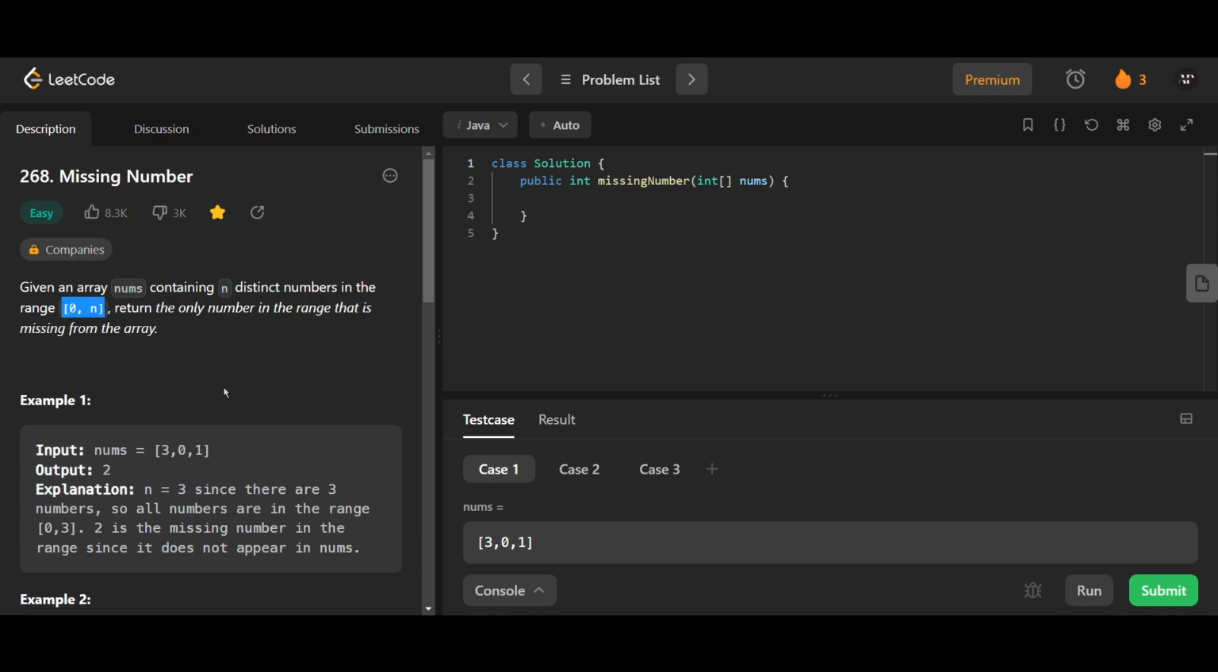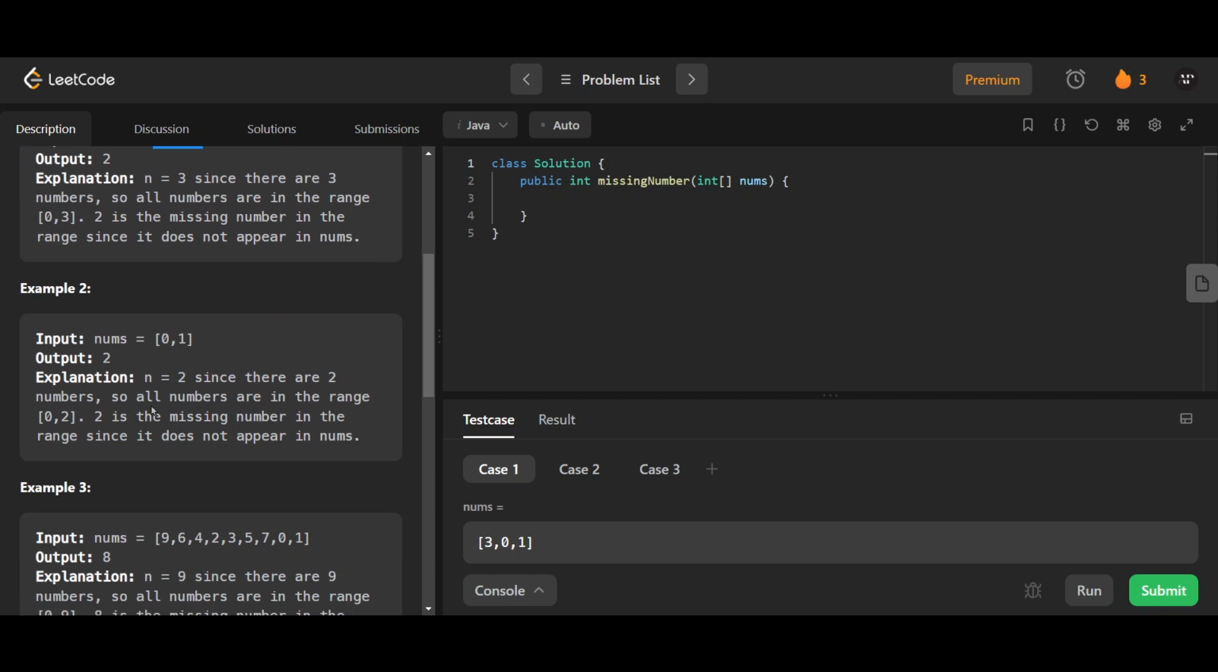Okay. So this is an example. N equals 3. That means there are three distinct numbers in the range 0 to 3. So 0 to 3, you can see there are n plus 1 numbers, right? Out of those n plus 1 numbers, definitely one number would be missing. So for example, n equals 3, you can have 0, 1, 2, and 3. So clearly 2 is missing. So all numbers in the range 0 to 3. So the missing number in the range does not appear. So 2 is the missing number in the range since it does not appear, right?